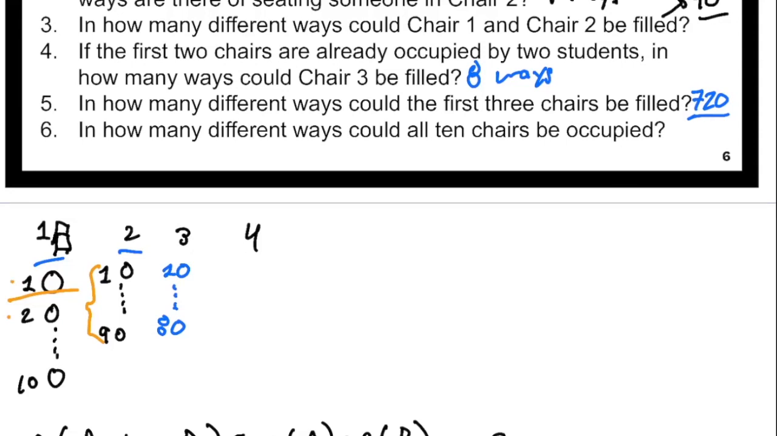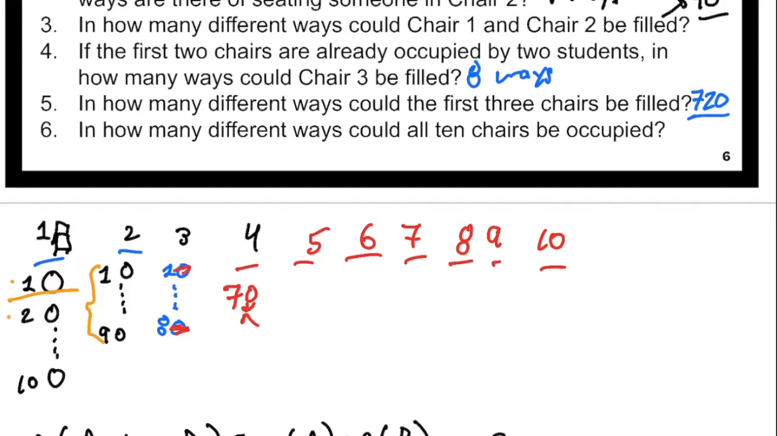Number 6 is asking how many different ways could all 10 chairs be occupied. What's happening here is we can keep going. 4, 5, 6, 7, 8, 9, 10. So we have our 10 chairs. And each time we move on to a chair, we're going to have one less student to fill the chairs. So we have 7 different students for chair 4. And these circles are kind of like the student's head, for example. These shouldn't be confused as zeros. So 7 students, 6 students, 5, 4, 3, 2, and finally for the last chair, there's only 1 student left over.